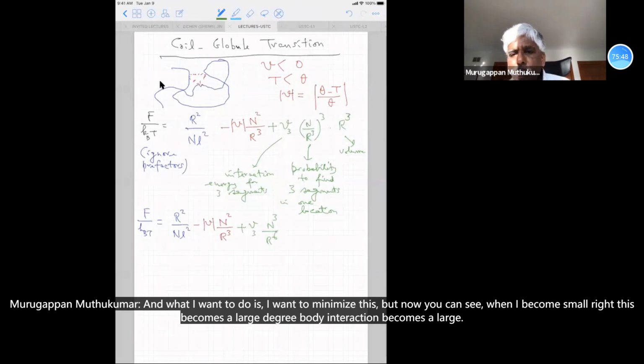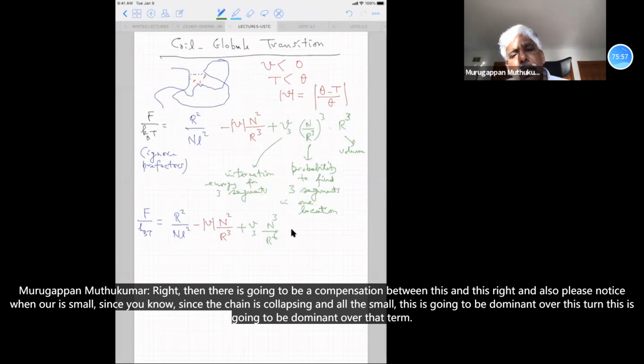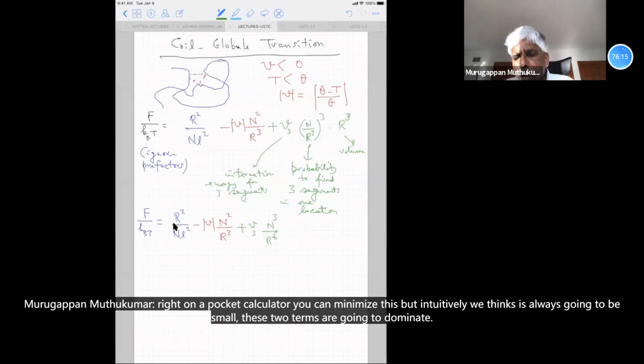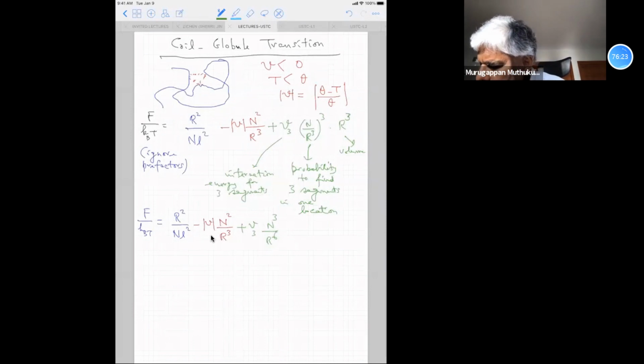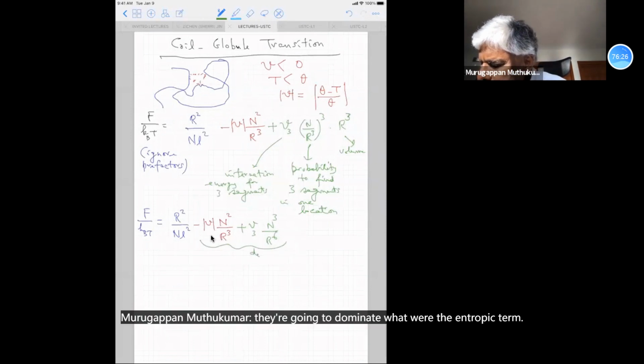And what I want to do is minimize this. But now you can see when r becomes small, this becomes large. The three-body interaction becomes large, right? Then there is going to be a compensation between this and this. Also please notice when r is small, since the chain is collapsing, this is going to be dominant over this term. On a pocket calculator you can minimize this, but intuitively we think since r is going to be small, these two terms are going to dominate over the entropic term.